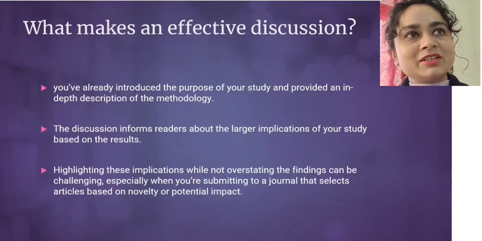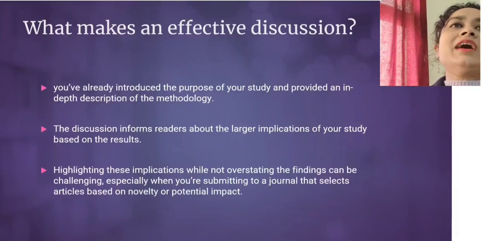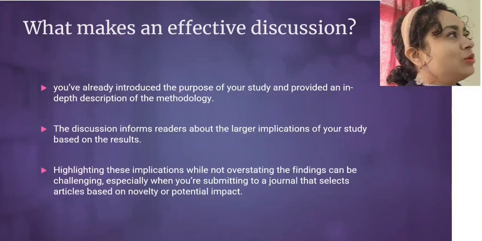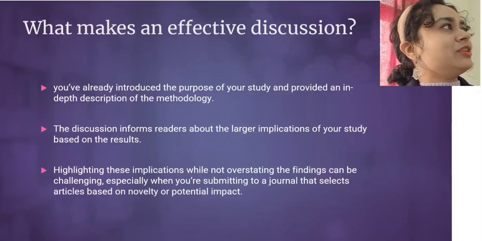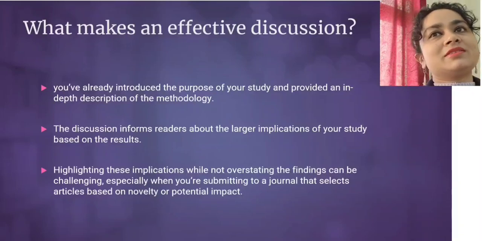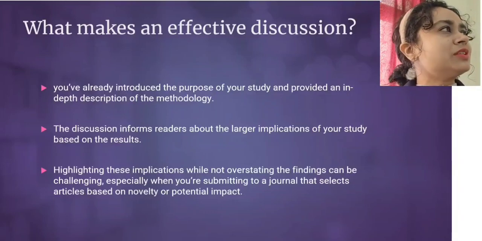So aims and objectives is something in which you write what you're going to do, and how you're going to do it is part of your methodology. After your introduction and methodology, then will come your results. Results are also quite straightforward. There's no confusion in that.